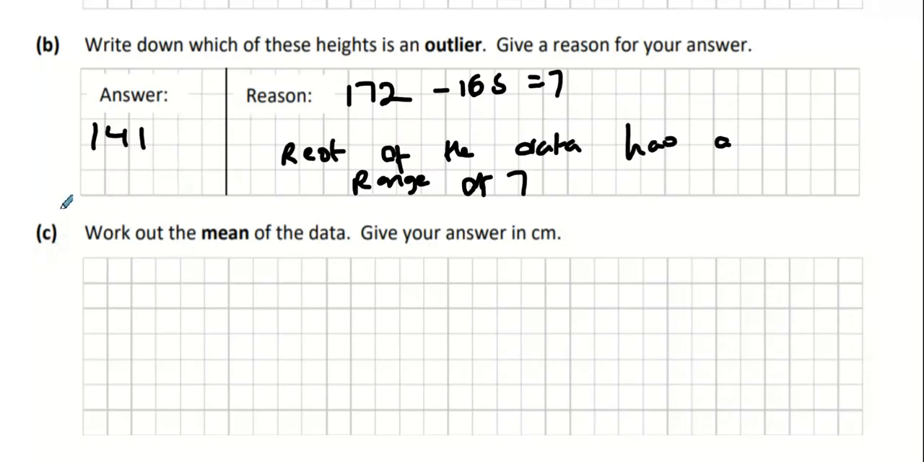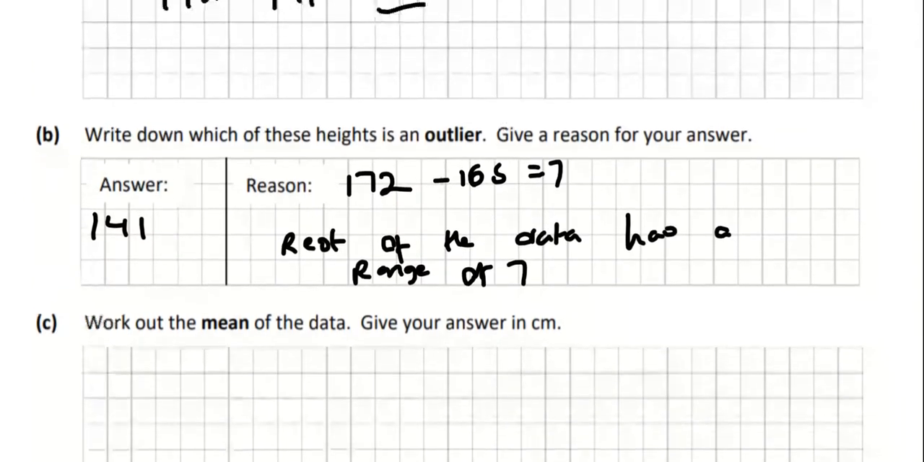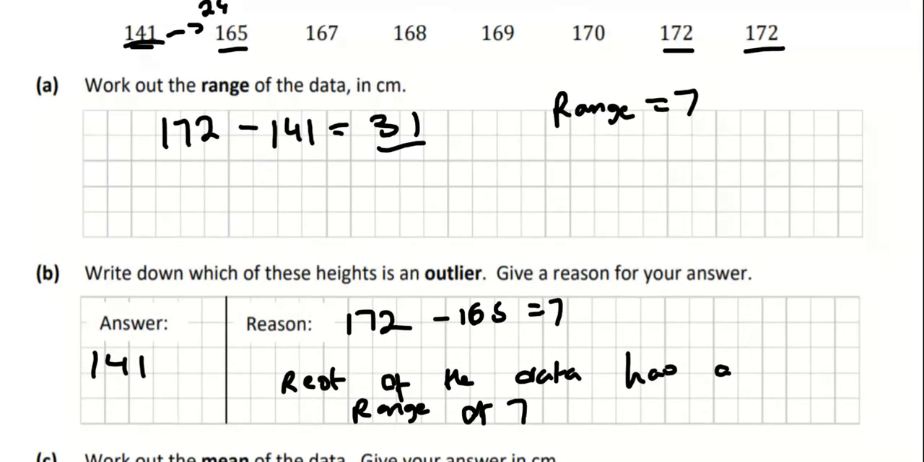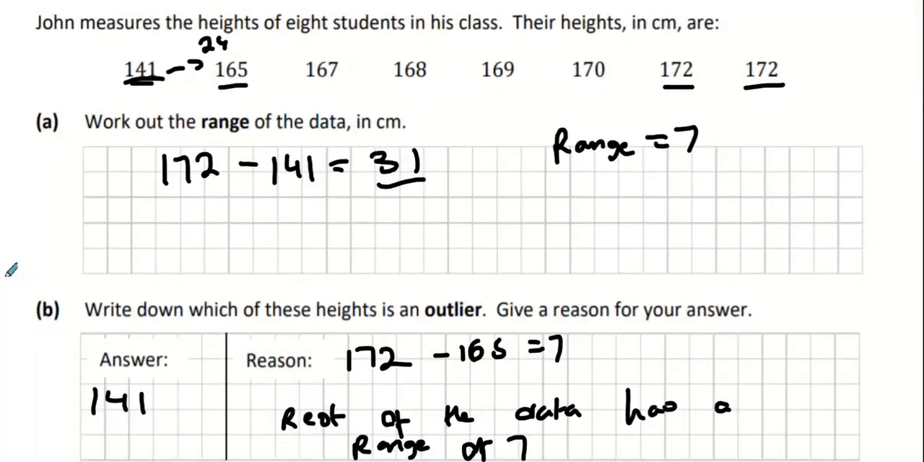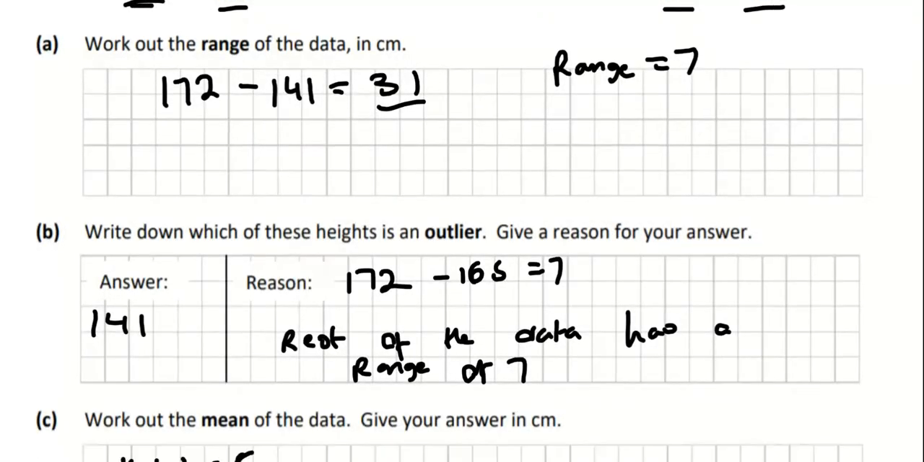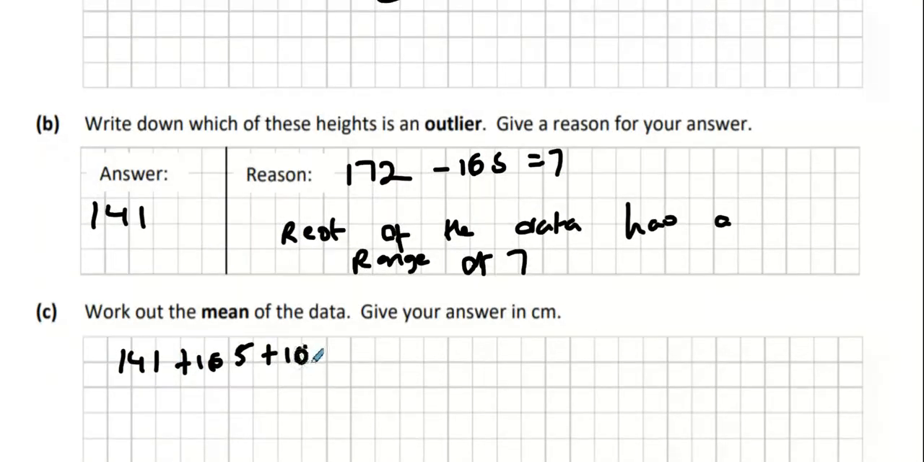Work out the mean of the data, give your answer in centimeters. Well, look, for the mean of the data, you're just going to add them all together, so you're going to get 141 plus 165 plus 167 plus 168 plus 169.